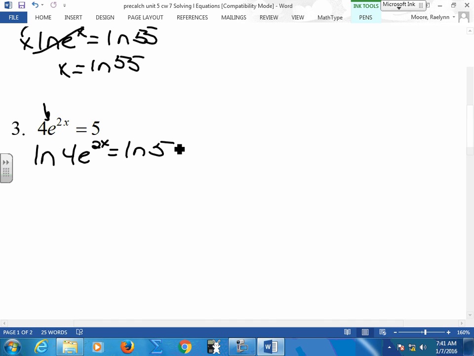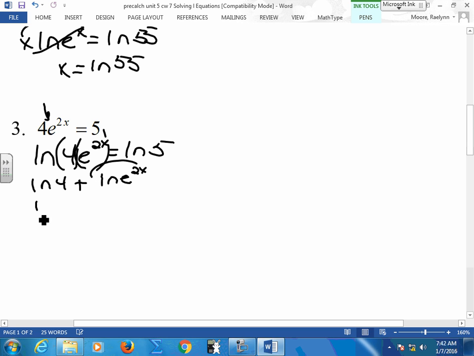Look again. You have to do the plus. Who does the 2x belong to? e. Only e, not the 4. So, what's going on here? ln 4 plus, a product. Good. ln 4 plus 2x ln e. Okay, so you brought your 2x down. Can you divide 4 and then do ln? Yep, we're going to do that next.